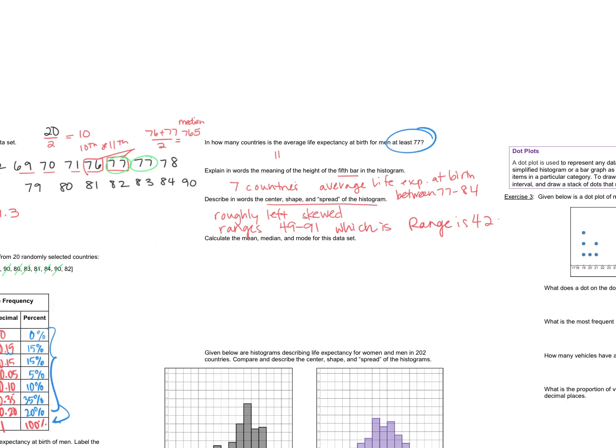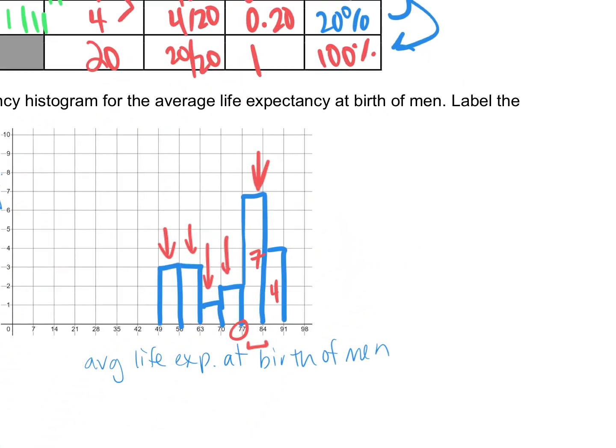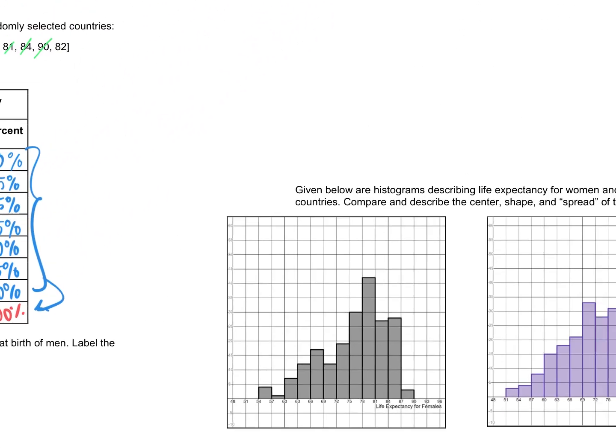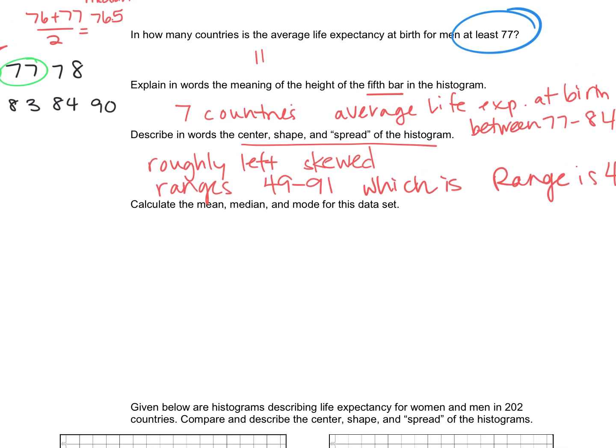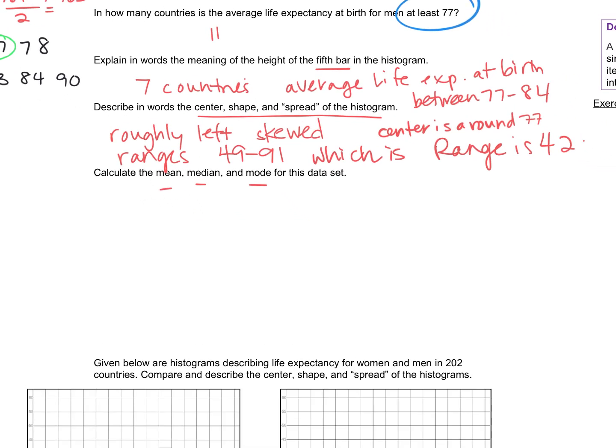And our center is still about the same. We're talking about 20 people, so it's still sitting in the middle, around 77, 76, but we can calculate it precisely in a minute. So our center is around 77, 76. To calculate them precisely, again, we need to arrange that data from smallest to biggest, which I'll do. You do it too.